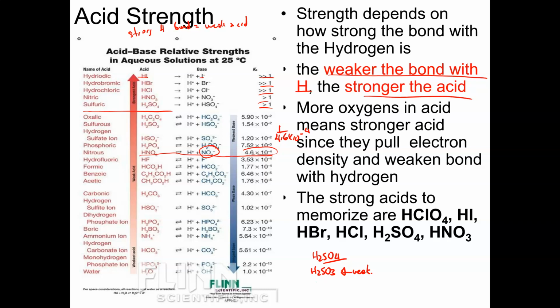The more electrons you're able to pull away, the stronger the acid's going to become. So more O's means stronger acid. So if you're comparing two compounds or two acids, and the only difference is the number of O's, the one that has the most O's wins. It's going to be the stronger acid, and that's always the case.